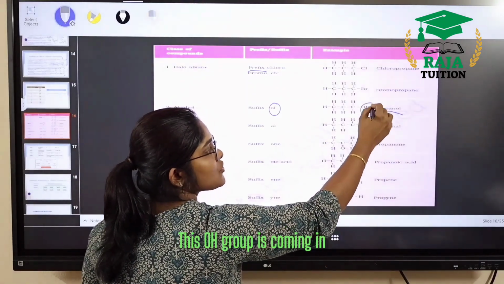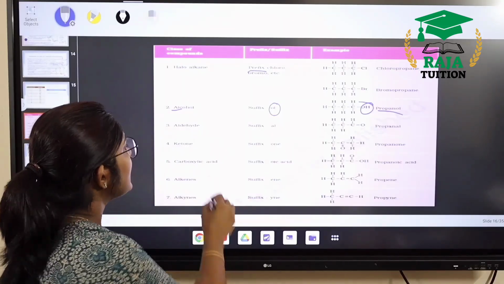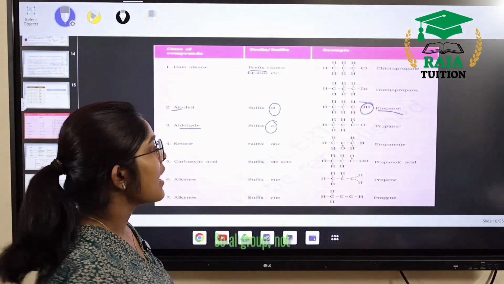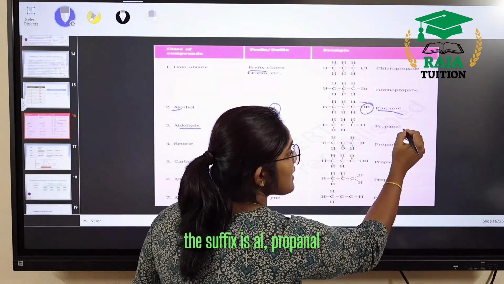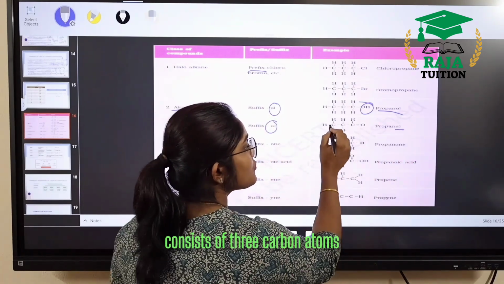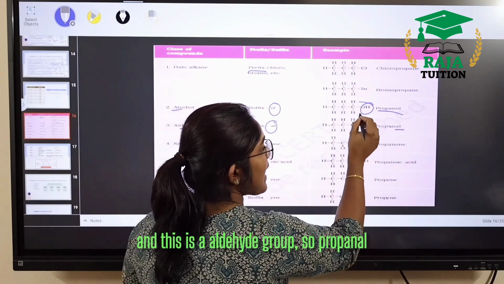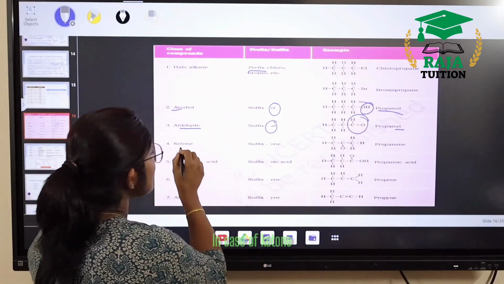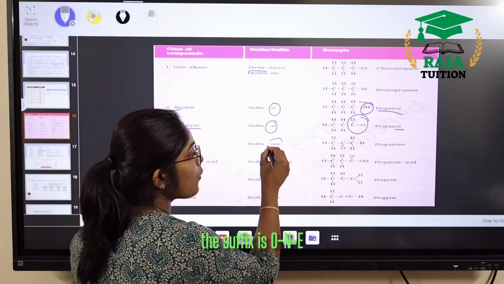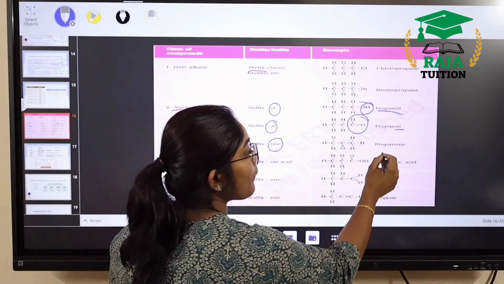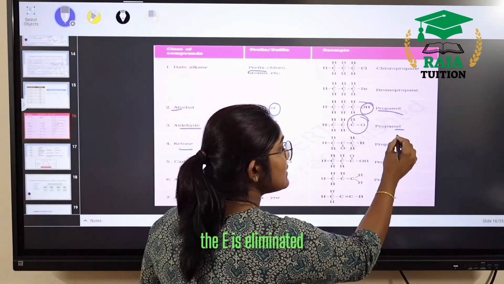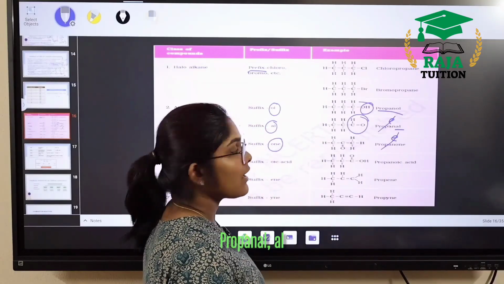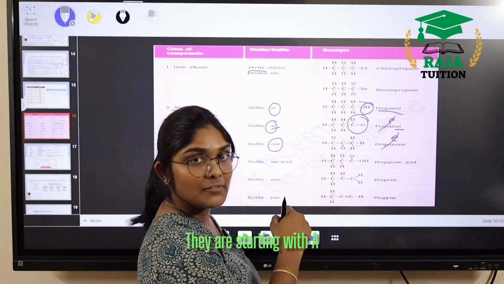Propanol, this OH group is coming in. In case of an aldehyde, the suffix is al. Propanal consists of 3 carbon atoms and this is the aldehyde group. In case of ketone, the suffix is O-N-E. Propane plus one, the E is eliminated. Here also E is removed. Propanol, propanal, they are starting with A, so the E is removed.